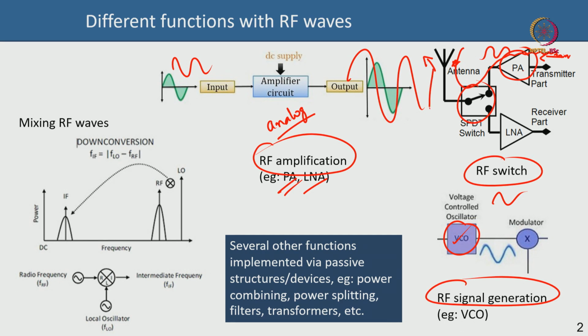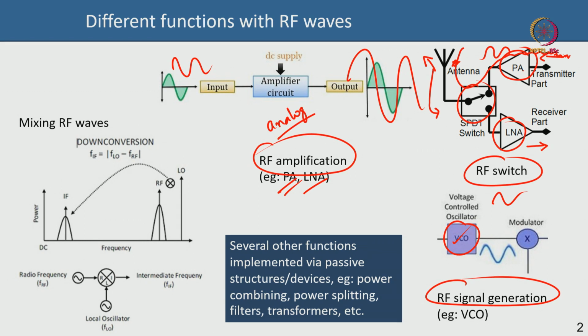When you receive, the signal is very weak and it is accompanied by a lot of noise. You need a low noise amplifier to amplify that signal, to make meaningful sense out of that signal, and that is a part of the receiver, and that low noise amplifier needs to have a very good noise performance.